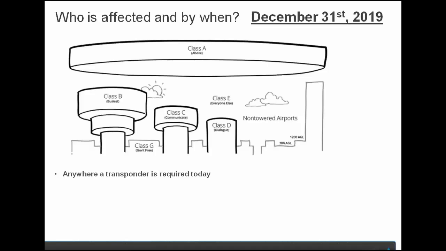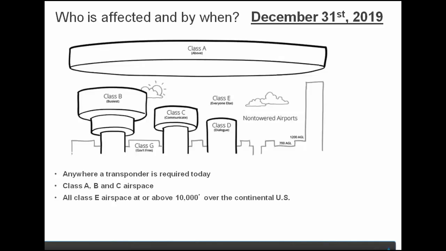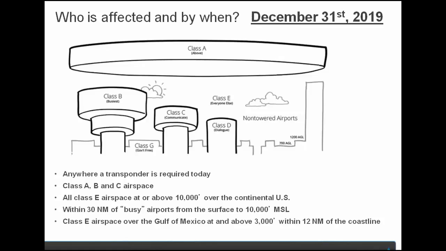So who's affected? Anywhere a transponder is required today will need ADS-B. So that's Class A, B, and C airspace. All Class E airspace above 10,000 feet and within 30 miles of a busy airport from the surface to 10,000 feet. Also, for those of you out over the Gulf, you'll need ADS-B because this is an area where the Gulf of Mexico oil rig operators are operating. So you'll need it out there as well because of the traffic out there.